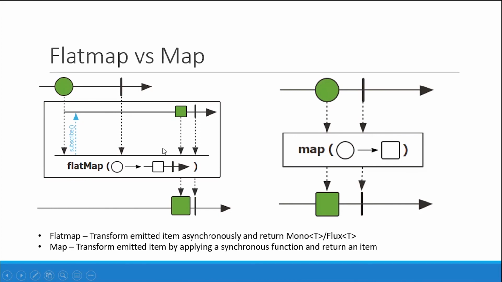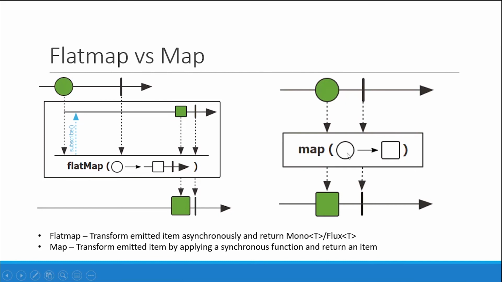So that is the main difference. That is where we can use flatMap. We can use flatMap to call some asynchronous function, and we can wait until that asynchronous function has completed and transform the data from the previous chain into this one, like that.